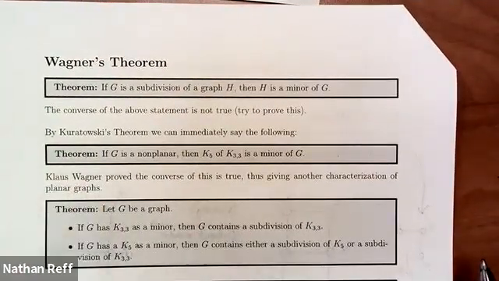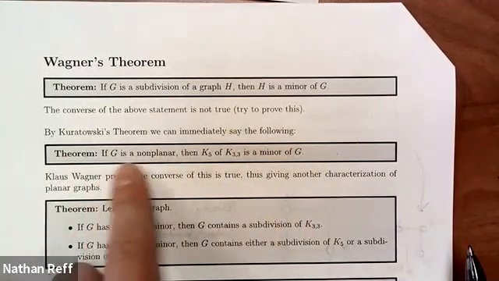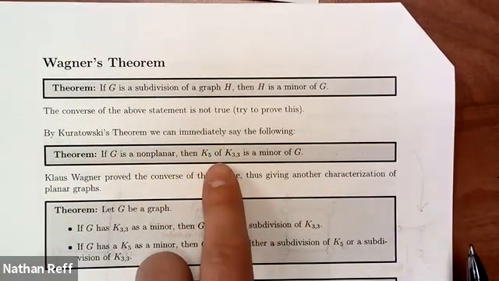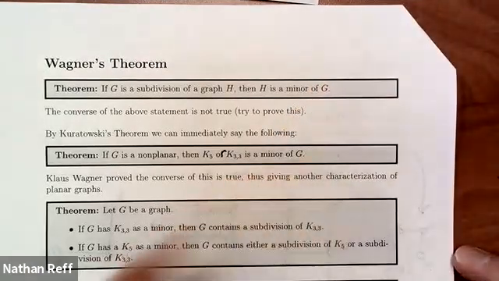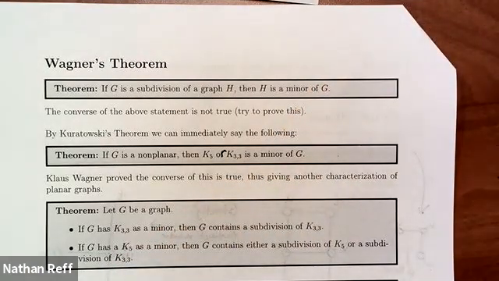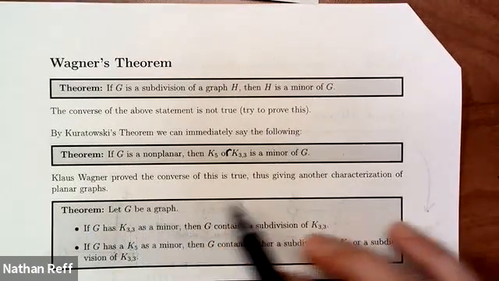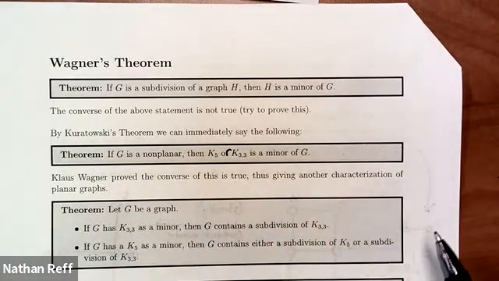Okay, so now by Kuratowski's theorem, we can immediately say the following. So if G is non-planar, then K5 or K3,3 is a minor of the graph. Okay. So Wagner actually proved the converse of this is actually true. And therefore, we get another characterization of planar graphs.